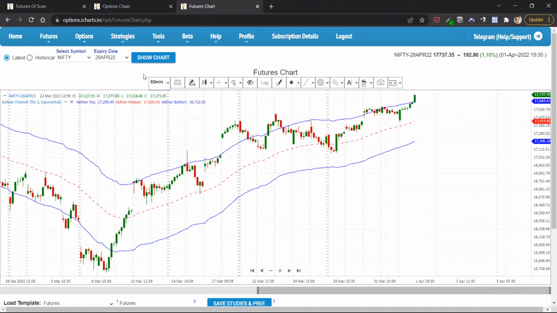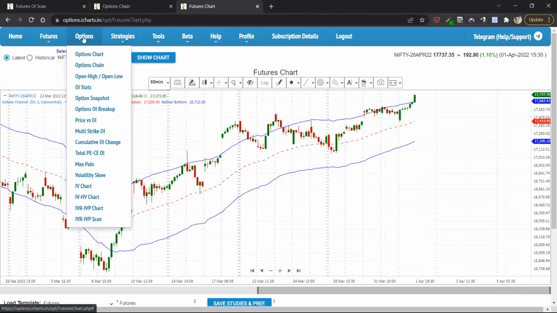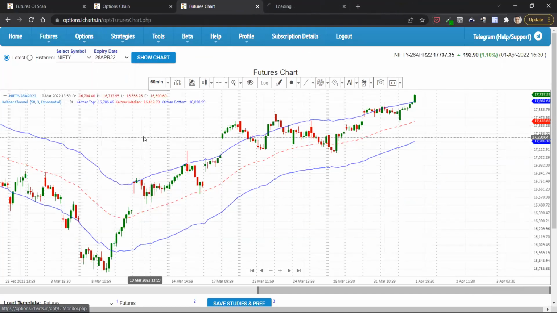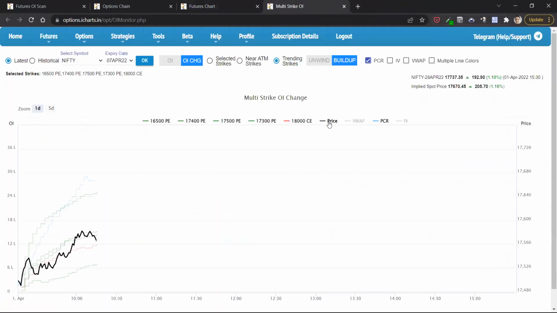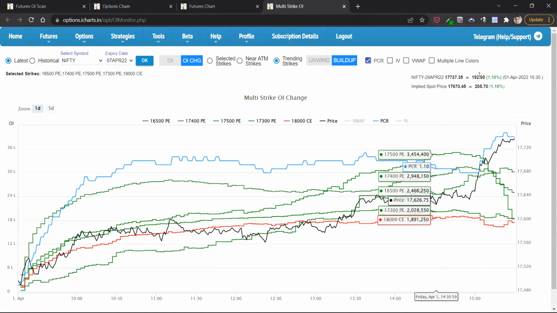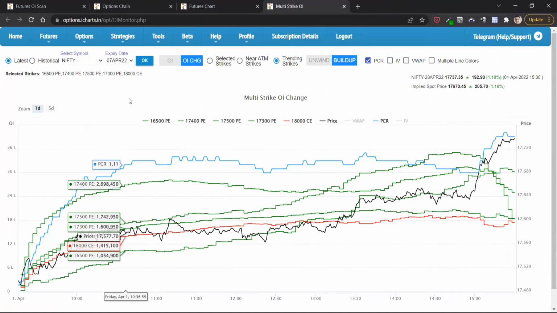You can do all sorts of fancy analysis. We have a lot more, if you want to dig deep into what kind of trend is going on. See, this is multi-strike OI. Trending strikes is quite important. You can take a look at it and select OI change here. Trending strikes, build up.